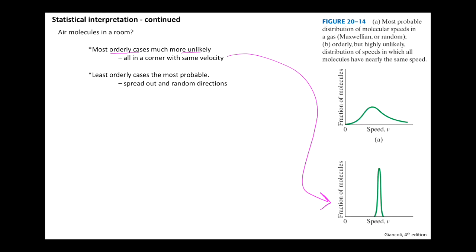Maybe I have all the air molecules decide to bundle themselves over in this corner and all have the exact same velocity. That is probably not going to happen. We could wait the entire lifespan of the universe, and they're just not spontaneously going to do that. Instead, they're going to be more like the 50-50 heads and tails. They're much more likely to be spread out everywhere in a state of disorder, in a bunch of different random directions with velocities that more match the Maxwell distribution. This is the least orderly case, and it's much, much, much more probable.